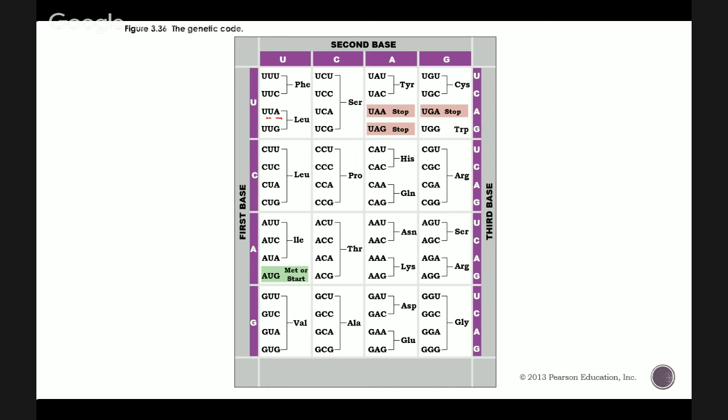These are all the different combinations you could have. Adenine, uracil, guanine, cytosine. And you have some stop codons here. So these will be like the punctuation at the end of a sentence, and then this one is the start. It tells you when to begin as far as the translation.